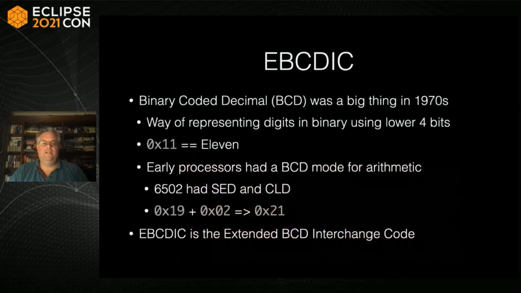But all of these cards were encoded in something called EBCDIC, and EBCDIC is an extended form of binary coded decimal. Binary coded decimal was a big thing back in the 1970s, and it was a way of using the lower 4 bits of binary to be able to represent digital values. So 0x11 would be decimal 11 in binary coded decimal. And in fact, early processors that came out, like the 6502, which was in the original Apple, and some of the home computer machines had binary coded decimal instructions put in. You could put the processor into a BCD mode using SED, and then you could put it back to normal arithmetic mode by using CLD. And that would then allow you to do additions in binary coded form.